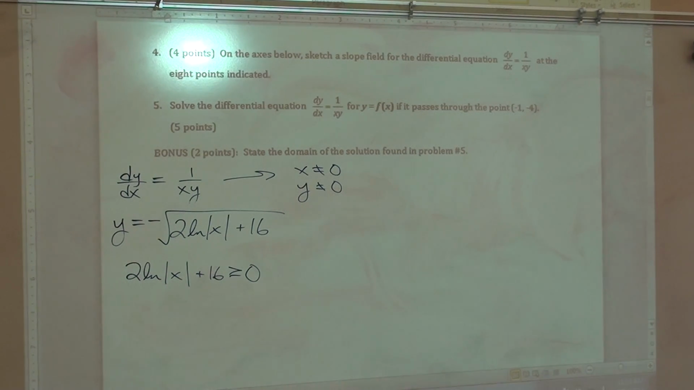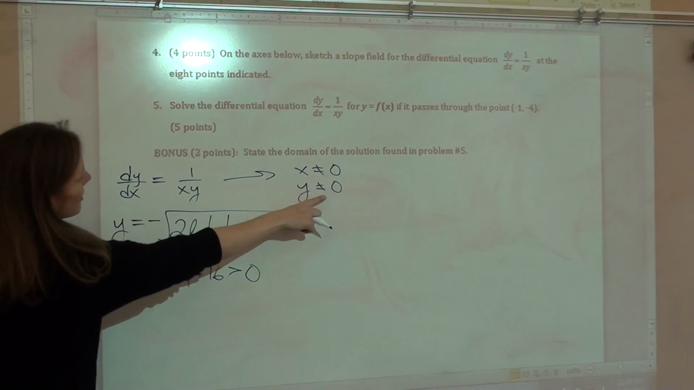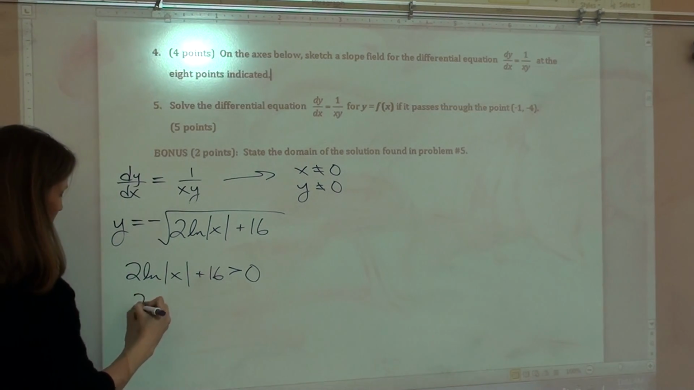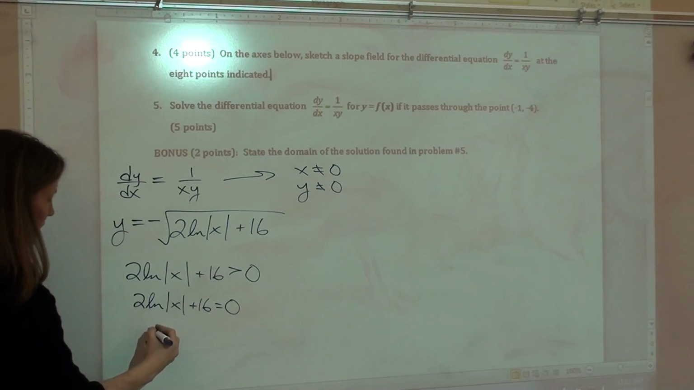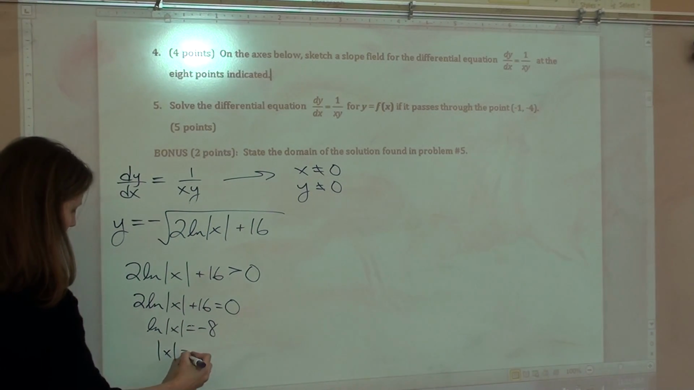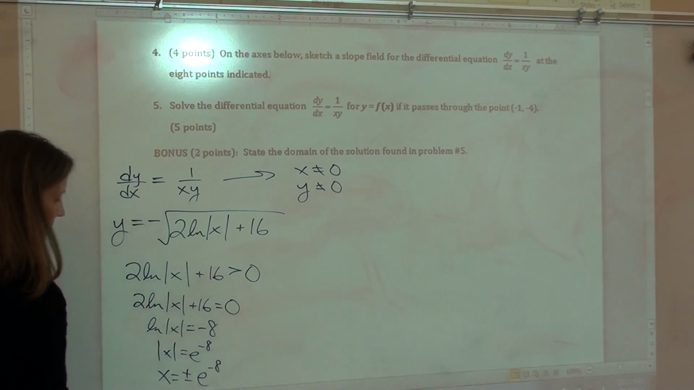First problem is it can't be equal to 0. Because if it equaled 0, you'd get a y value of 0, and y cannot be 0. So this has to just be greater than 0. We have a nonlinear inequality to solve. When you have to solve a nonlinear inequality, you find your critical numbers and you make a sign line. So we have 2 ln absolute x plus 16 equals 0, because those would be our critical numbers. ln absolute x equals negative 8. Absolute x is e to the negative 8, so x is plus or minus e to the negative 8.